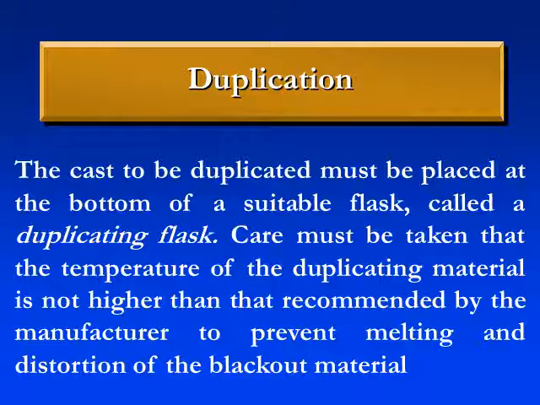Now, during duplication, the stone cast to be duplicated must be placed at the bottom of a suitable flask. This suitable flask is called the duplicating flask. Care must be taken that the temperature of the duplicating material is not higher than that recommended by the manufacturer's instructions. Why? To prevent melting, dissolution and distortion of the blockout material on the stone cast.